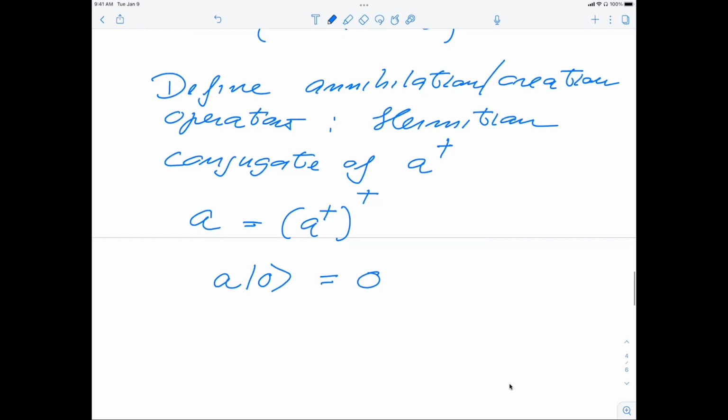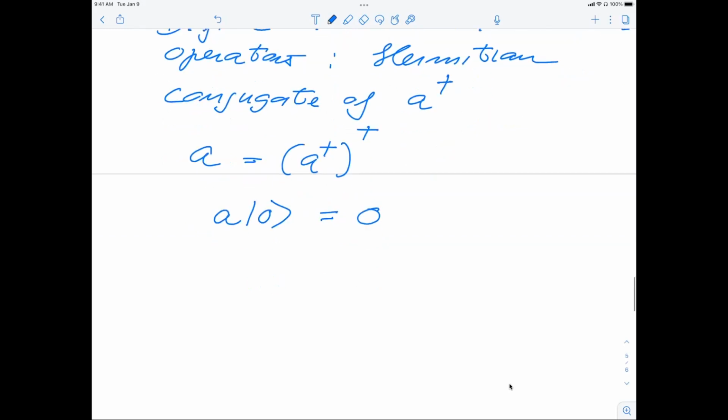Sorry, I actually wrote creation here, that's wrong. So this should be destruction. Destruction sounds a little bit more, I would say, violent than annihilation. So I normally use annihilation. I think it's the other way around. Yeah, sometimes destruction sounds like, I don't know. To me, it sounds a little bit more violent. Yeah.